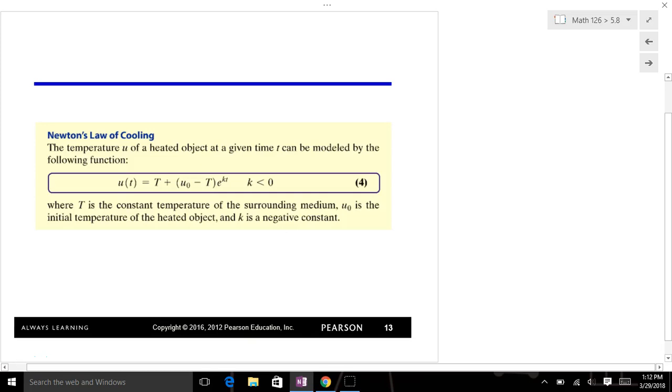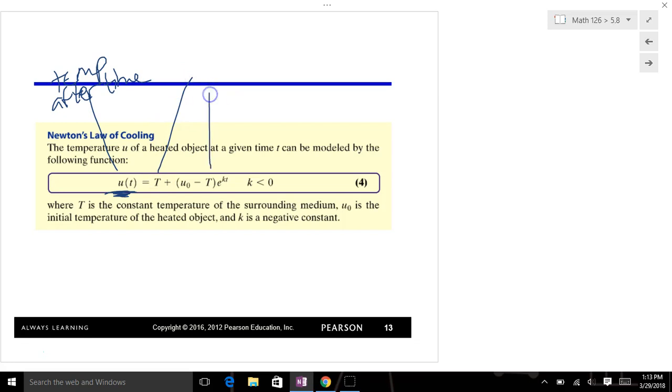All right, let's talk about Newton's law of cooling now. The temperature of a heated object after time t, so that's U of t, how much the temperature is after time t, is equal to T, where this capital T right here is the temperature of the surrounding medium.